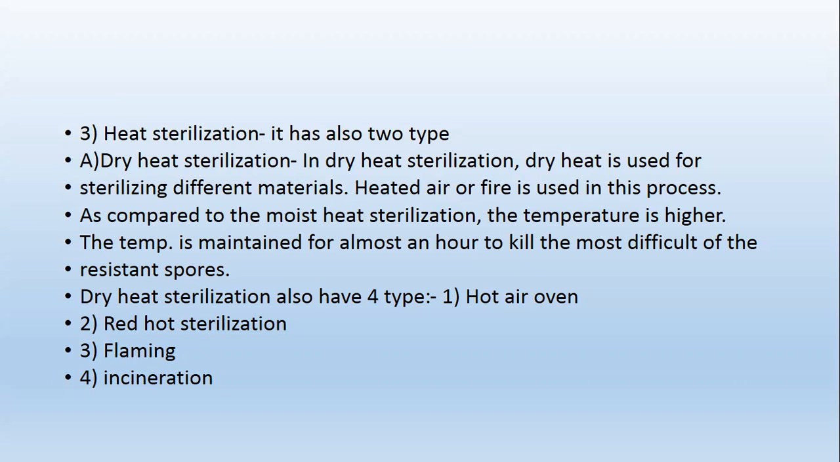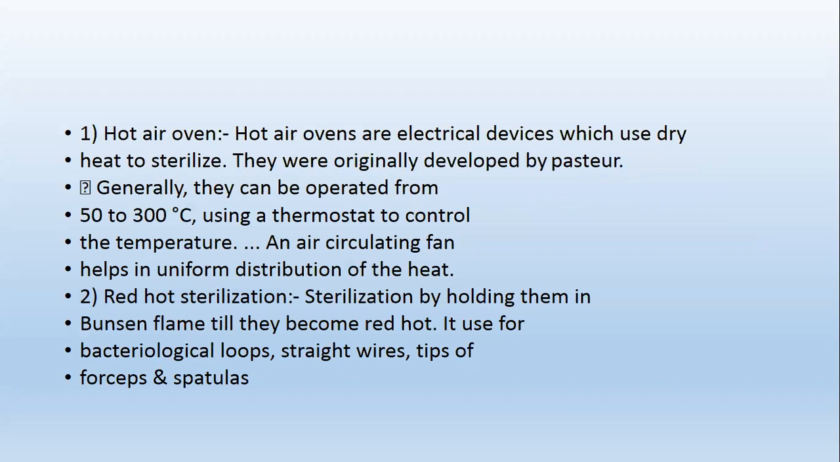Dry heat sterilization also has four types: first, hot air oven; red hot sterilization; flaming; and incineration. First is hot air oven. Hot air ovens are electrical devices which use dry heat to sterilize. They were originally developed by Pasteur. Generally, they can be operated from 50 to 300 degrees Celsius using a thermostat to control the temperature. An air circulating fan helps in uniform distribution of heat.